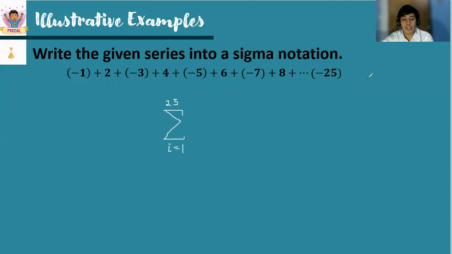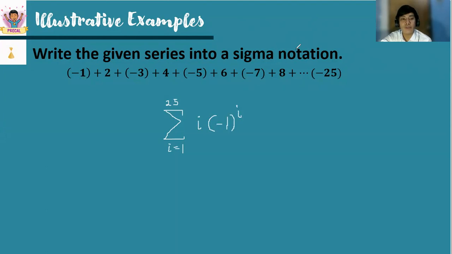But the problem is the formula. So again, the formula has I, but the problem is how are we going to write the alternating signs? The alternating signs are represented by -1 raised to I. So this is the correct answer. Notice that if the value of I is odd, then -1 becomes negative. So we have -1, -3, -5, -7, up to -25.